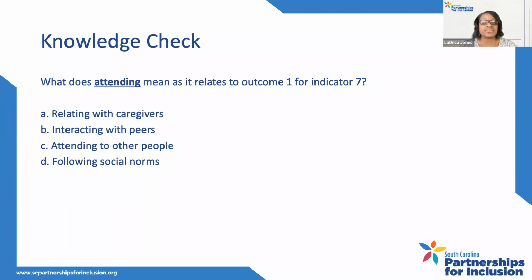Okay, I see some responses rolling in. Again, that question is, what does attending mean as it relates to outcome 1 for indicator 7? Does it mean A, relating with caregivers, B, interacting with peers, C, attending to other people, or D, following social norms? And I see for the most part, everyone has it correct. The correct answer is C, attending to other people.